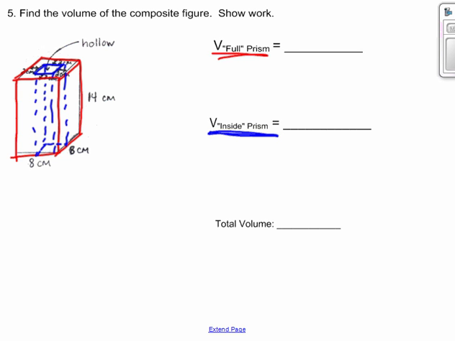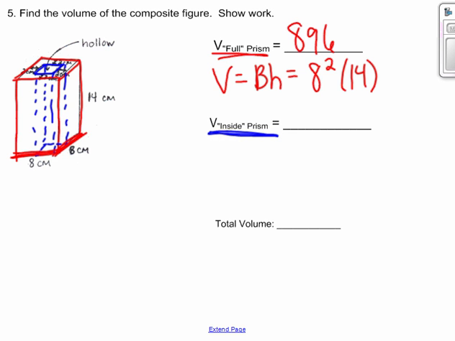And for the volume of a full prism, that's the area of the base times the height. So the area of the base is just a square. So that's an 8 by 8 square. So it's 8 squared, side squared, times the height, which is 14. So if I do 8 squared times 14, I get 896 centimeters cubed.